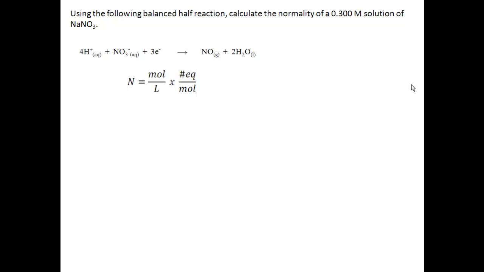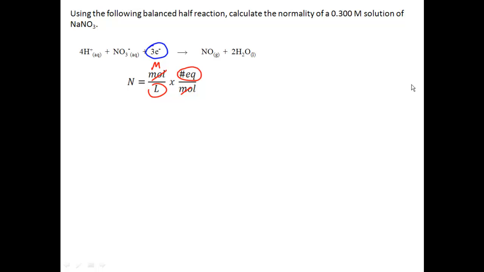You may recall normality is equal to your molarity, moles per liter, times your number of equivalents per mole. That way your moles cancel and you're left with number of equivalents per liter. Well, where do I get my number of equivalents per mole? That comes from my balanced equation. In my balanced equation, I see I have 3 electrons. That tells me my number of equivalents per the different substances.